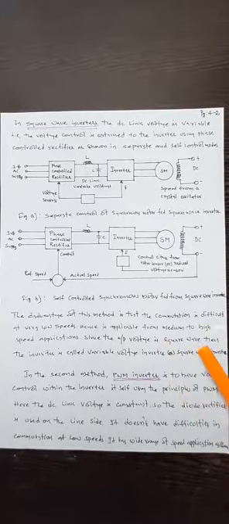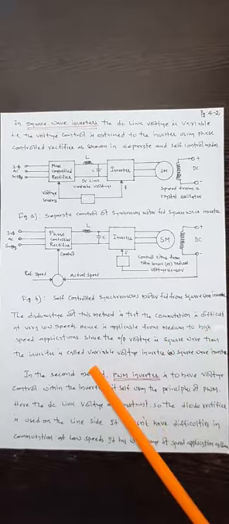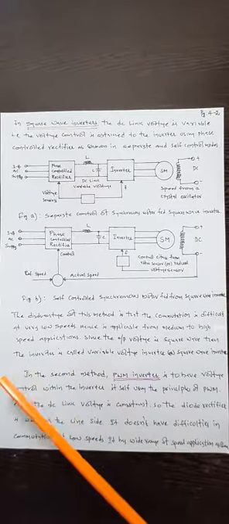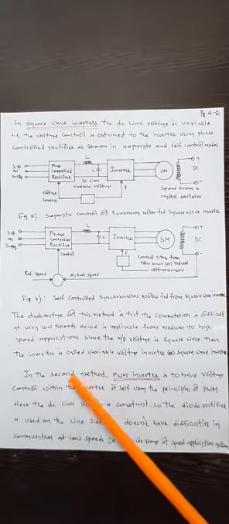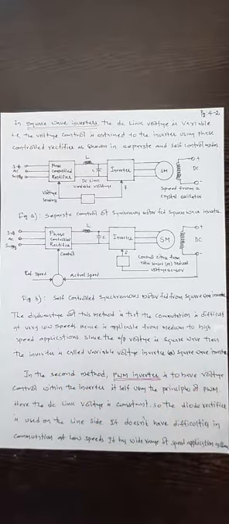And since the output voltage is square wave, the inverter is called a variable voltage inverter. What is a variable voltage inverter in the sense? The output voltage is square wave, then the inverter is called variable voltage inverter or square wave inverter.